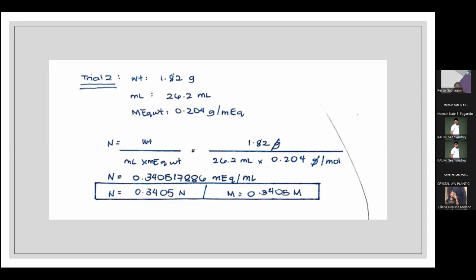For our trial 2, our weight is 1.82 grams, and we have the volume of 26.2 ml. MEQ weight is 0.204 grams per MEQ. Therefore, the normality equals weight over ml times MEQ weight, which is 1.82 grams over 26.2 ml times 0.204 grams per MEQ. And we have the normality of 0.3405 N.